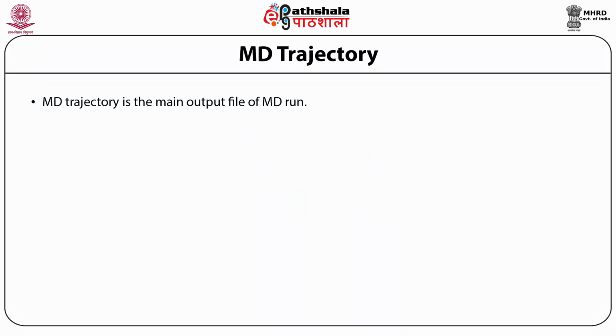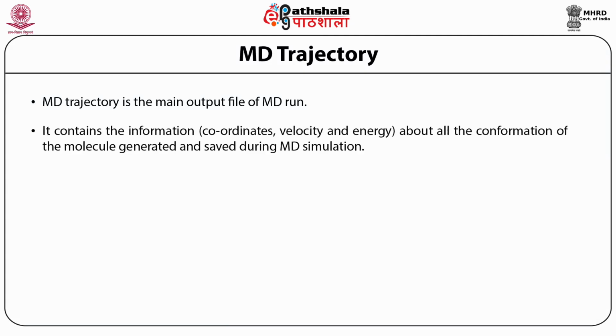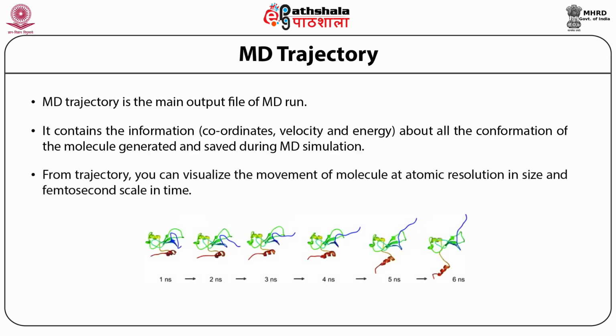MD trajectory is the main output file in an MD run. It contains the information about all the conformations of the molecules which have been generated and saved, like coordinates, velocity and energy parameters of all the conformations. From the trajectory, we can visualize the movement of molecules at atomic resolution and femtosecond time scale.